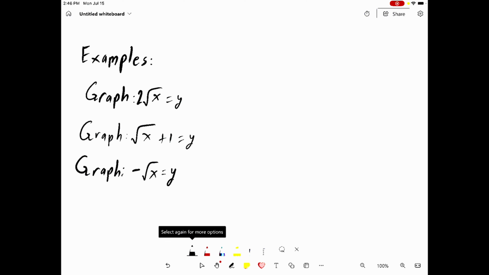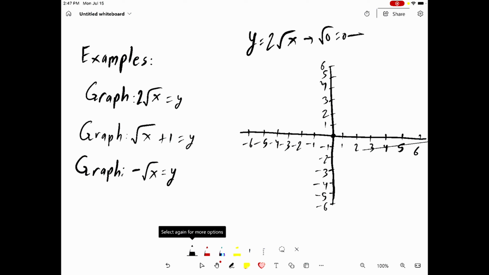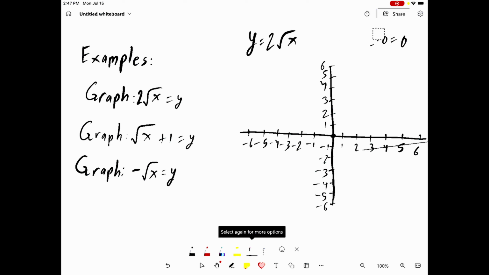Our first example is to graph y is equal to 2 times square root of x. To do that, of course, we have to draw the coordinate plane. 2, 3, 4, 5, 6. And on the y-axis, let's go 1, 2, 3, 4, 5, 6. Negative 1, negative 2. I'll tell you when I'm done with the coordinate plane. With the coordinate plane done, we can begin graphing. First, it's going to be 0, 0, because the square root of 0 is 0, and 2 times 0 is also 0. We get 0, 0.